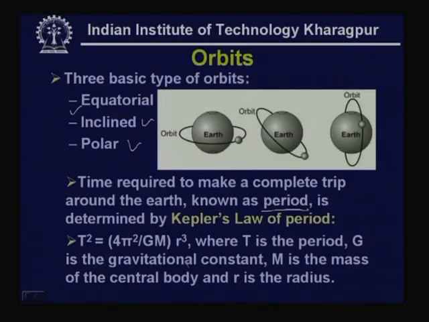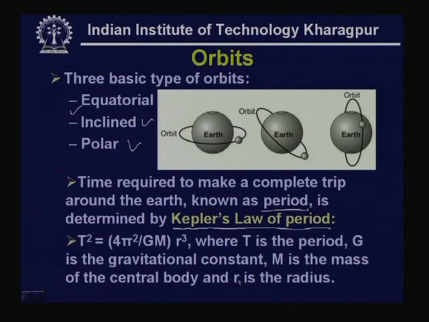We are all familiar with the natural satellite, that is the moon, and its period is known to you, but here we are talking about artificial satellites. The time required to make a complete trip around the Earth, which is known as the period, is determined by Kepler's law of period. There are several laws, but Kepler's law of period specifies that period T squared is equal to 4 pi squared by G M into r cubed, where T is the period, G is the gravitational constant, M is the mass of the central body, that is Earth, and r is the radius.